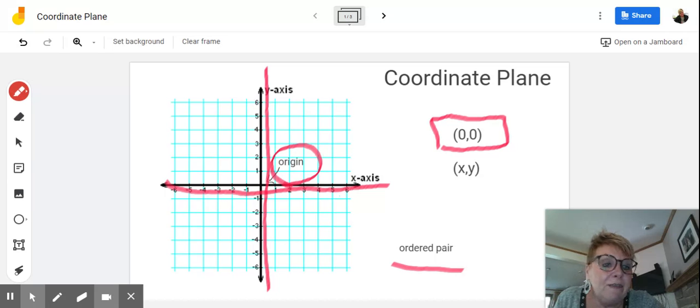And there's a couple ways to remember it. It's alphabetical. The X always comes first, the Y always comes second. That's one way to help you remember which order to put your ordered pair in.